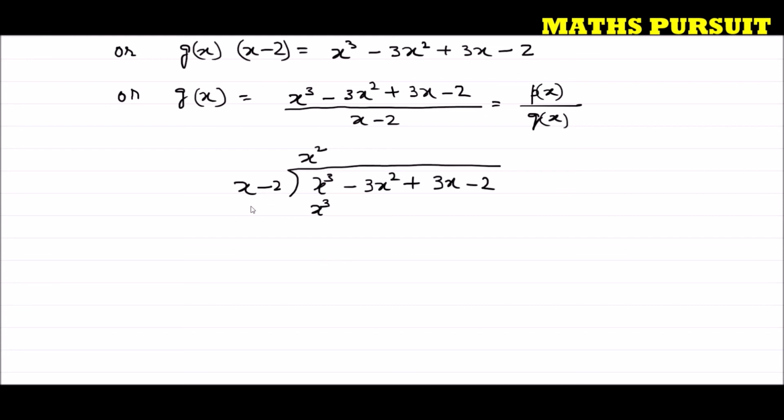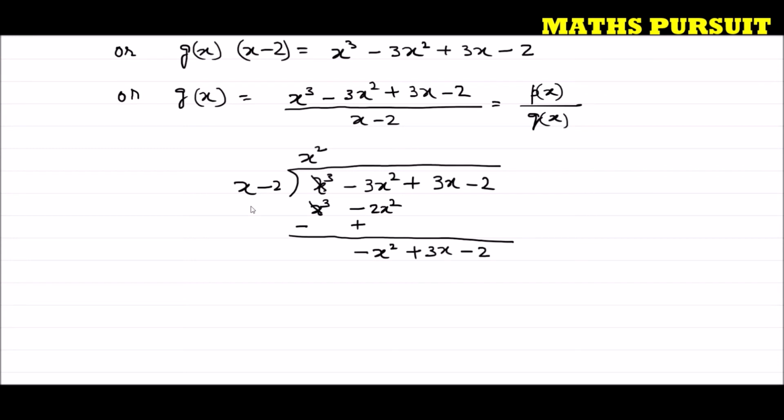So after multiplying, I got x to the power 3 minus 2x to the power 2. So this is what I got. Now let us reverse the symbols. This here will become negative and here it will become positive. So plus x to the power 3 minus x to the power 3, it cancels out. Minus 3x to the power 2 plus 2x to the power 2 will get minus x to the power 2 plus 3x minus 2. This is what we got.